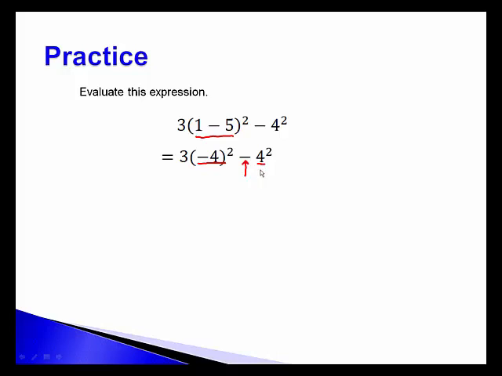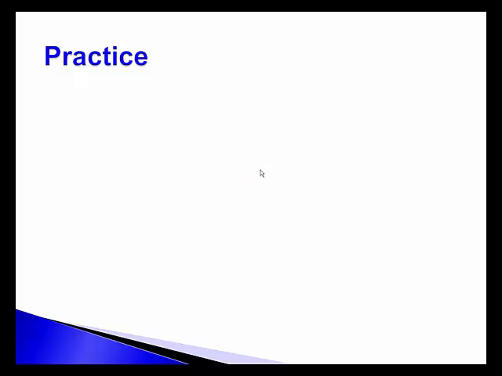So when we evaluate the exponents, we end up with a line that says 3 times 16, since a negative 4 squared is 16, minus 4 squared, which is also 16. That leaves us with 48 minus 16 for a final answer of 32. Let's continue on to another example.